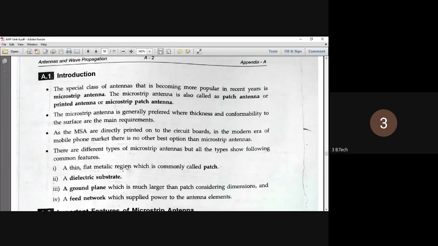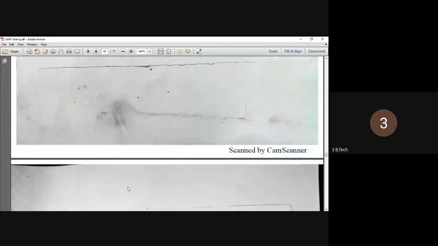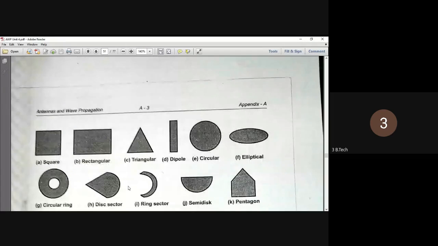It is generally preferred for its thinness and it can lay on any surface. Microstrip patch antennas are printed on circuit boards. In this modern trend, in mobiles we are going for patch antenna arrays. Generally, microstrip patch antenna shapes are square, rectangular, triangular, dipole, circular, elliptical, circular ring, disc sector, ring sector, semi-disc and pentagon.